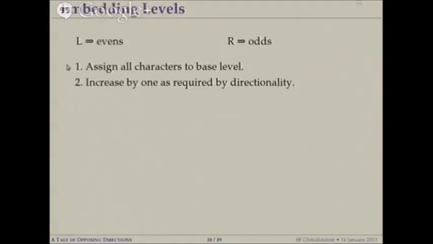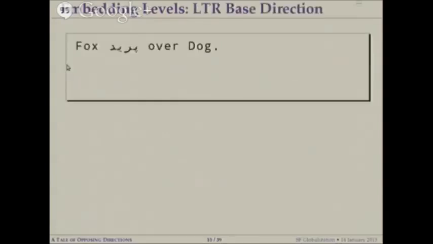So the next thing, once we've resolved all of the neutrals, so it means all of the characters in our text have been decided to be either left to right or right to left, we assign every character an embedding level, and we start by setting it all to the base level and then increase by 1 as required by the directionality. Sorry, that should be assign every character an embedding level. Okay. Anyways, so here's an example.